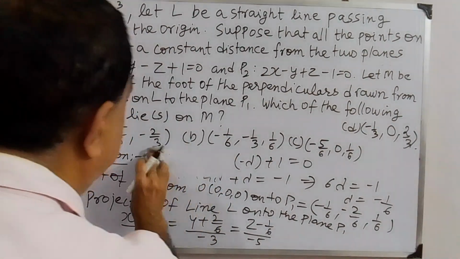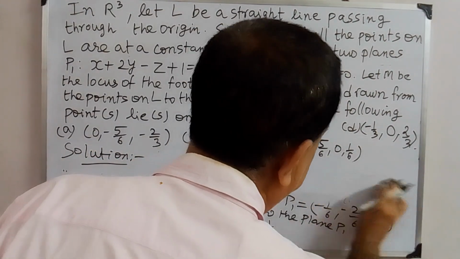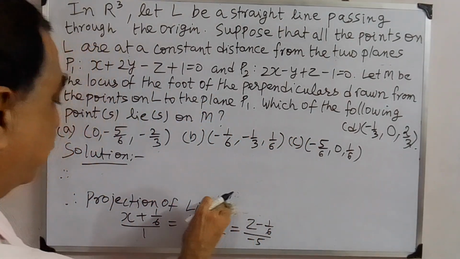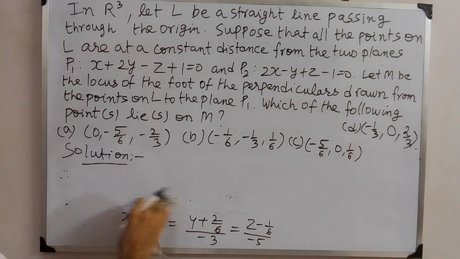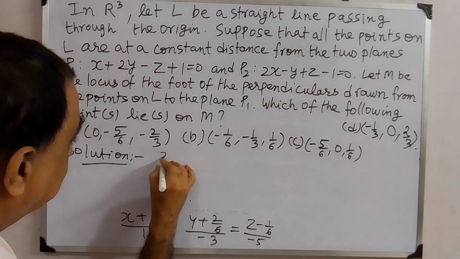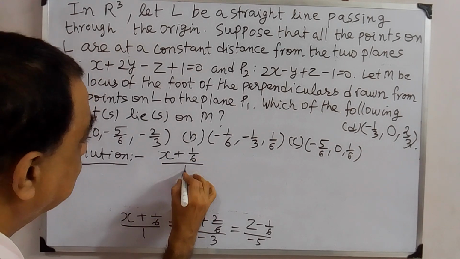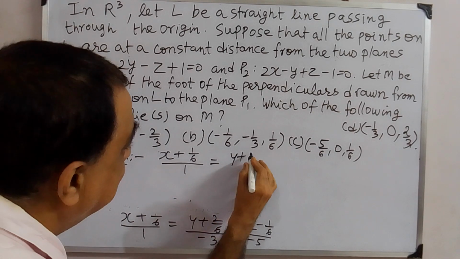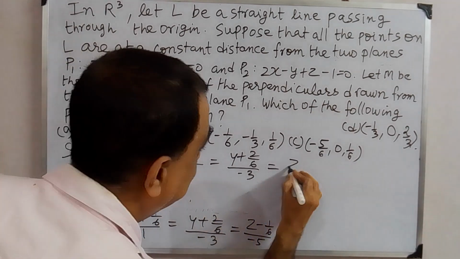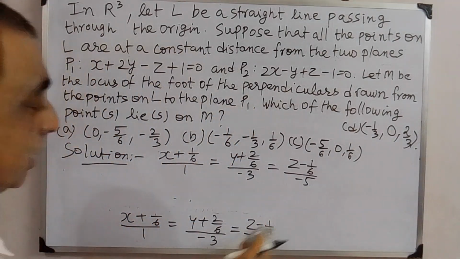Now we will check. So this is the projection of the line L on the plane P1. So I am writing the projection here on the top. So let us now write this at the top: x plus 1 by 6 by 1 is equal to y plus 2 by 6 by minus 3 is equal to z minus 1 by 6 upon minus 5.